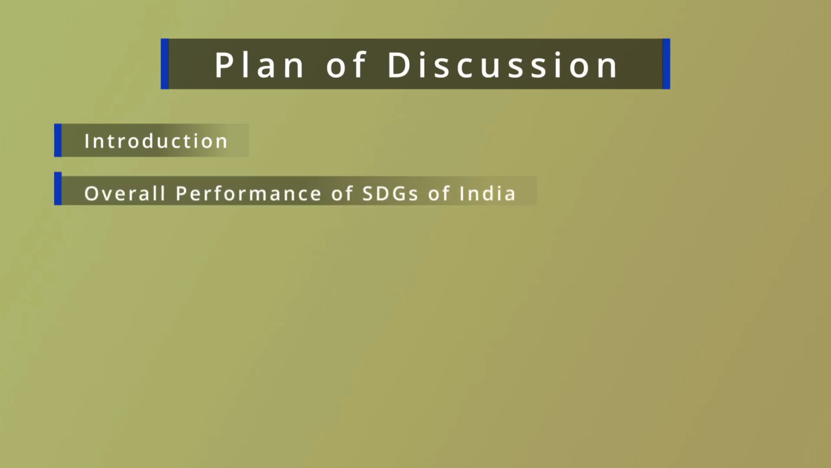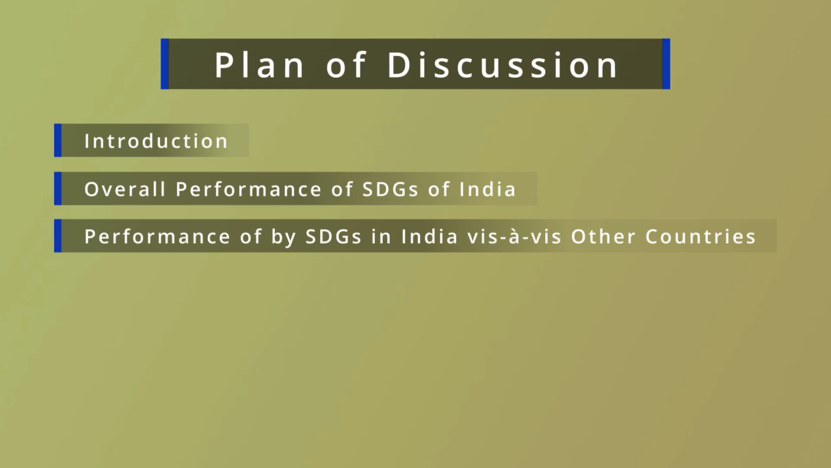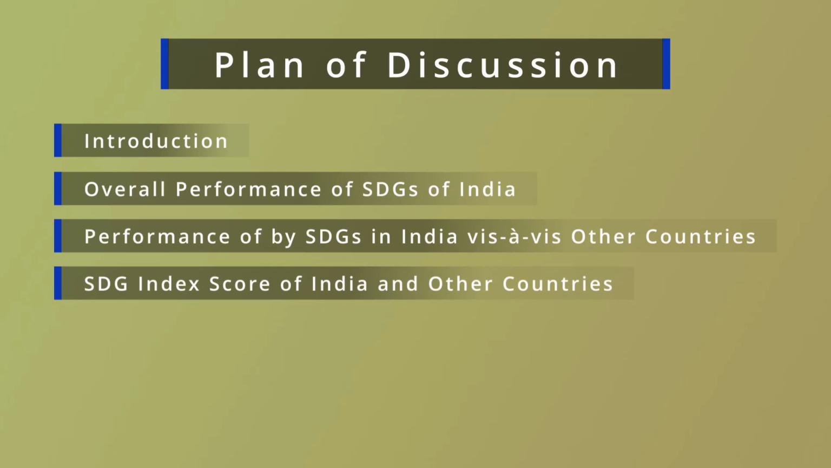The module consists of 5 sections. Section 1 introduces the theme, whereas Section 2 is the performance of Sustainable Development Goals of India. Section 3 deals with the relative position of different countries in respect of the achievement of Sustainable Development Goals, whereas Section 4 describes the relative position of Sustainable Development Goals score, that is the relative ranking of different countries on the basis of SDG Index score. And finally, Section 5 makes some concluding observations.